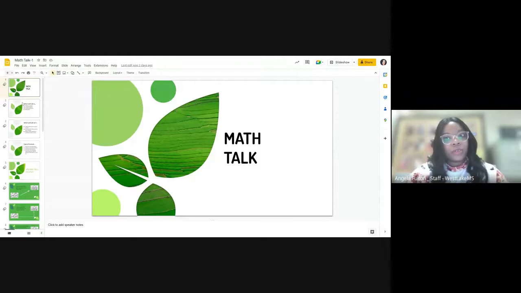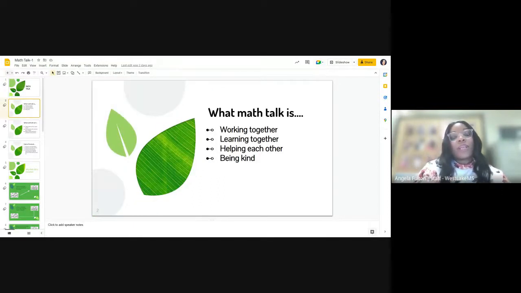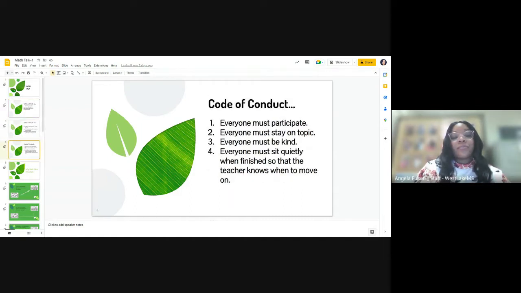So the first thing I find beneficial with my students is to actually have a math talk discussion with your class and role play what it looks like. I'm going to share my screen, and this is also linked, but this is what I present to my students to help them better get an idea of what Math Talk looks like and kind of guides them through the process. So we go over this Google Slide presentation. We talk about what it looks like, all right? Talk about what it isn't. We talk about our code of conduct. You have to have an agreement of everyone's going to participate, stay on topic, be kind. So really getting an idea of what it looks like.